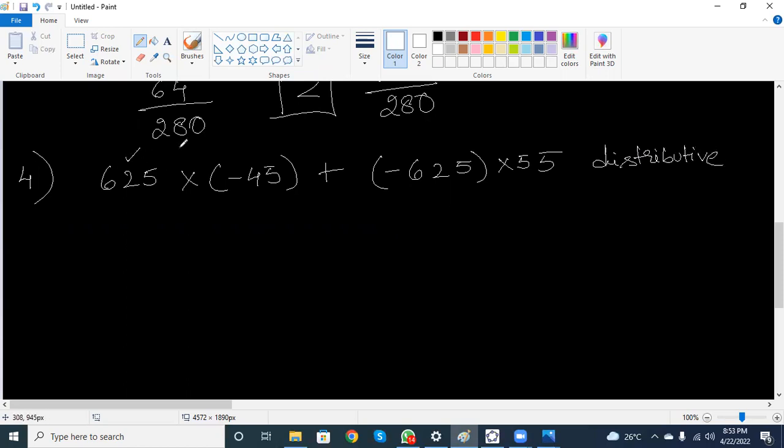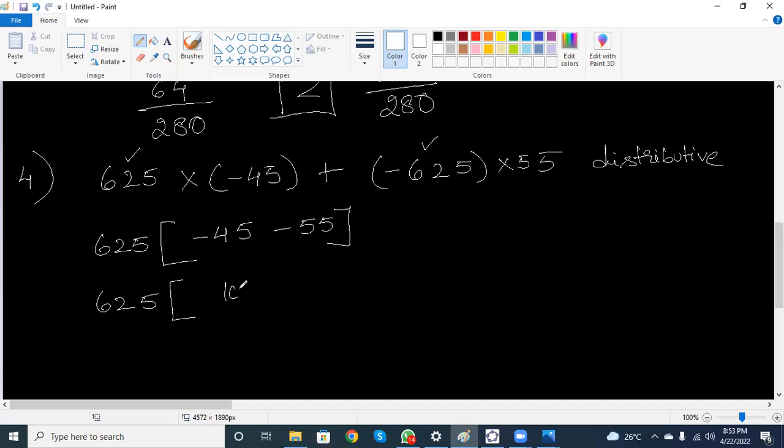Here also 625, here also 625. Let's take it as common, means put it outside. Then what is left here? -45. Here only positive 625 we kept, so -1 is there. -1 into 55 is -55. Like symbols are added, same symbol follows. So I have added these two together, which gives 100, and the negative symbol follows. So the answer is 625 into, bracket is nothing but into, -100, which is -625 100. So this is the answer.